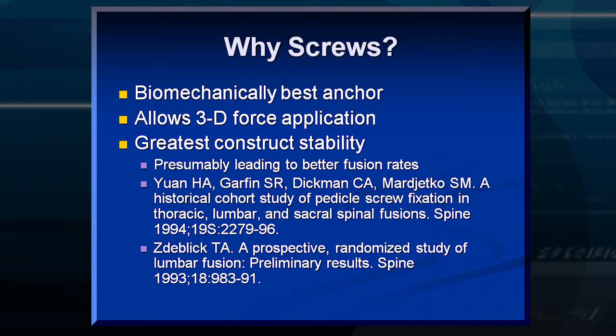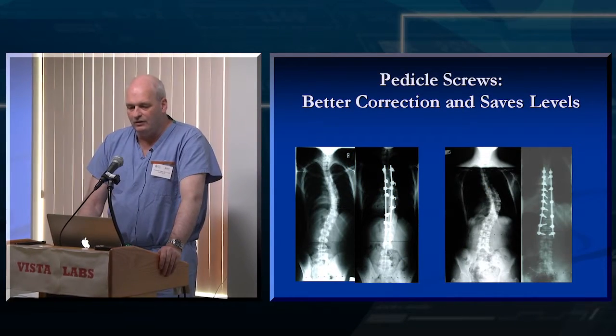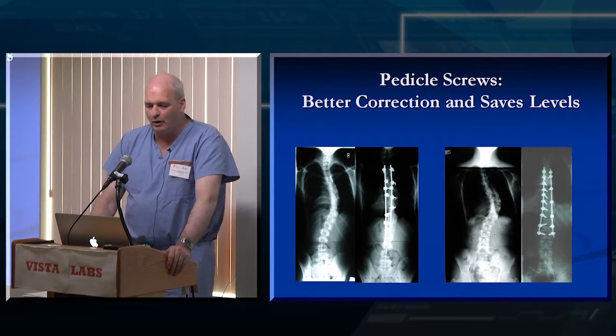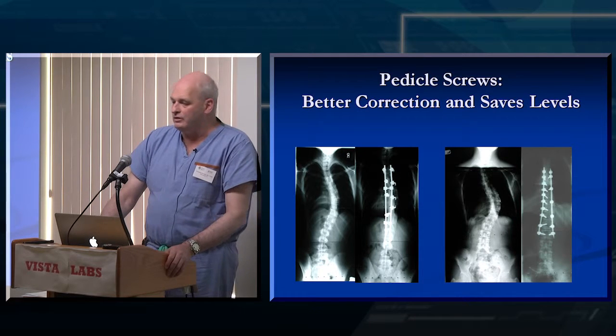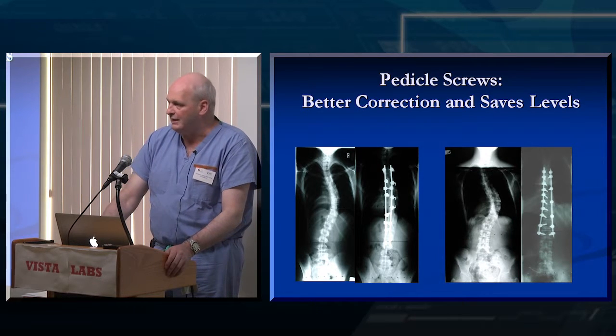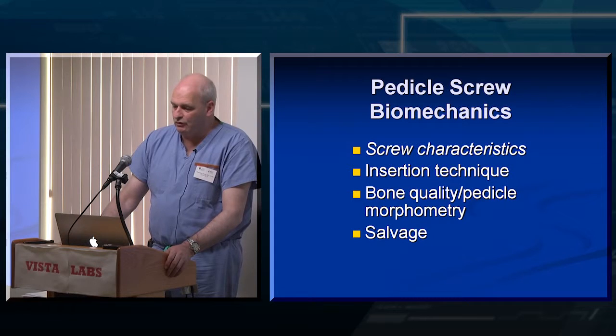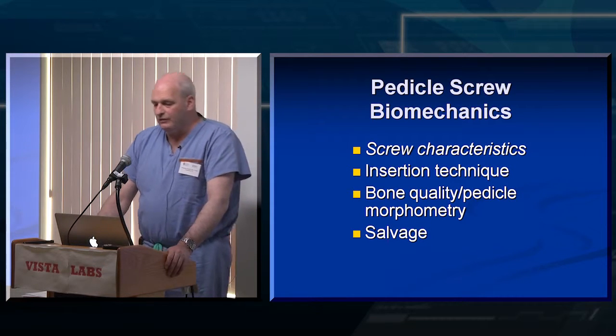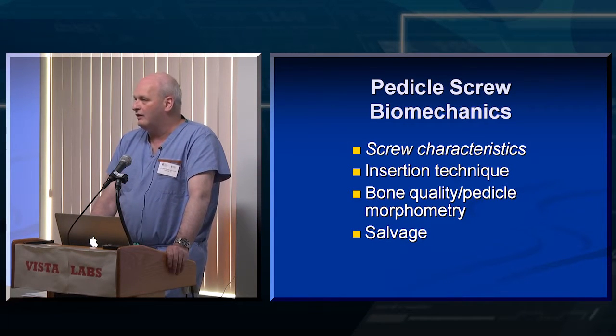That was something that, even 10 years ago, was very, very common, at least particularly in the thoracic spine. And what's shown is that, for these two people having almost the exact same curve, you can see that the corrections are better using pedicle screws than using those other techniques. Now, a screw isn't all a screw. And so the first thing we're going to do is talk about some screw characteristics.